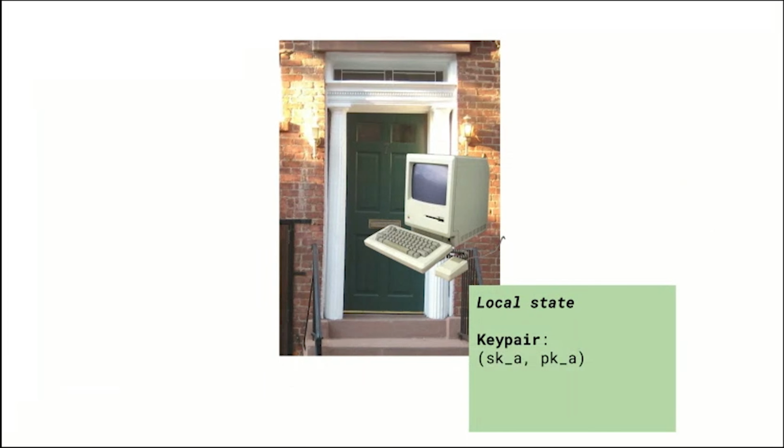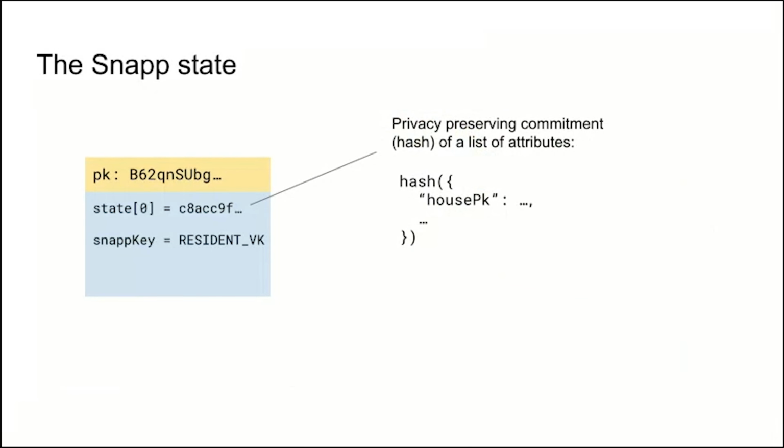There will be a key pair, secret key, public key, SKA, PKA, and there will be some state recording the public key of the current resident. So it's either the public key of someone or it's not. Okay, and then what's in the Snap?